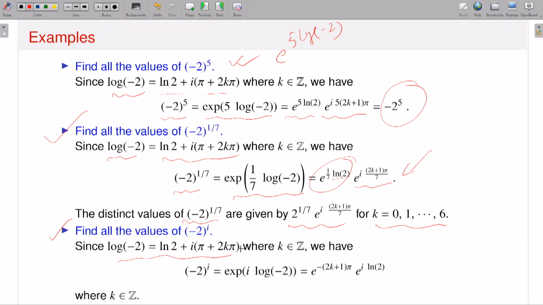Again, this is my log of minus 2. You just use the definition, this should be e to the power i log of minus 2. Now this portion will again be single valued, because I am dealing with natural or real logarithm. But look here: e to the power minus (2k plus 1) times pi, and k runs over Z. For each k in Z, it is taking distinct values. So therefore this will be infinitely many values.